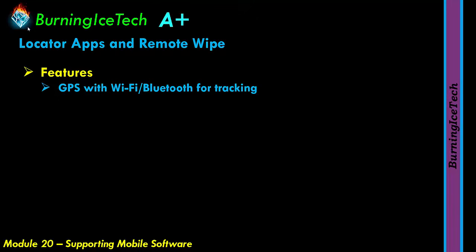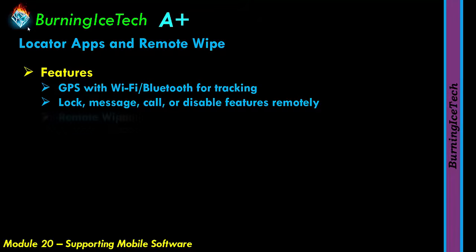Other features, guys, is to lock, message, call, or disable features remotely. Pretty cool, right? So you can go and lock a phone remotely, you can message remotely, you can call it remotely, or you can go and disable features remotely. Really cool to go and do that, but also scary once again. Then, of course, you can go and do remote wipe. I think the name explains itself. Like I said earlier, this clears all data on the device. So that is something we do if we're really sure this device has been stolen.